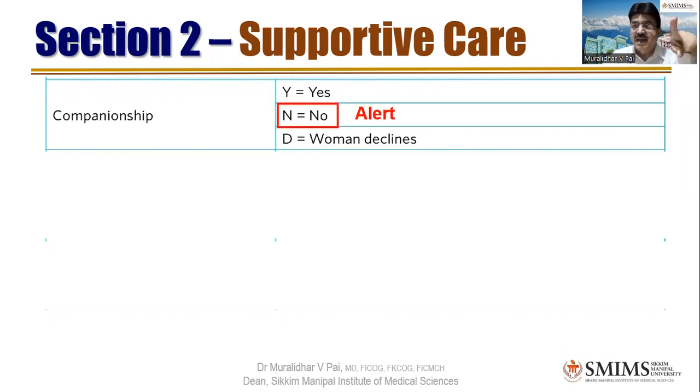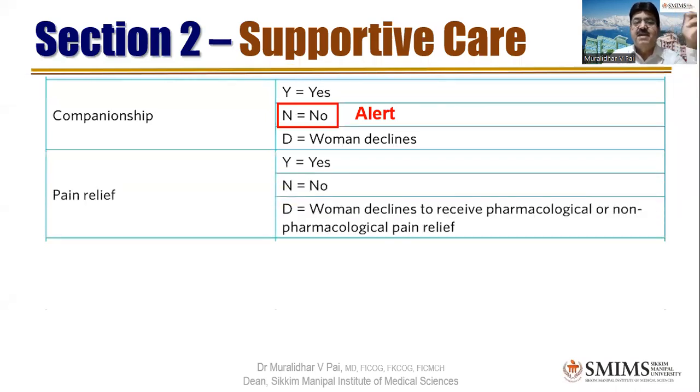If you write N anytime in the timeline, that is the alert, because WHO expects a companion to be there. The companion can be a nurse from the hospital or a nursing home, a doctor. It can be anybody. It need not always be a relative. Then pain relief. If it is given, Y. If it is not given, N. And if the woman declined for whatever reason, it is D. And the alert is if you write N.